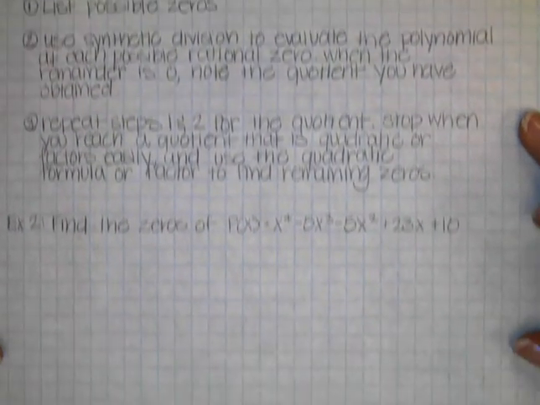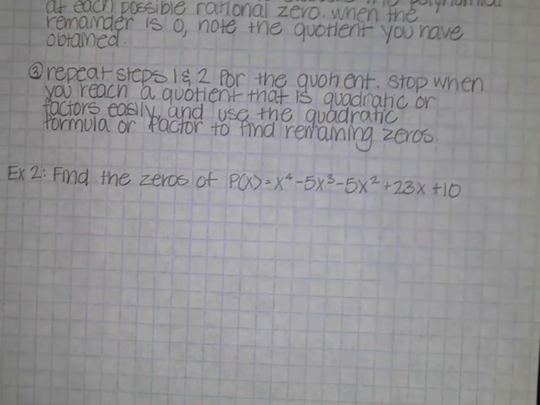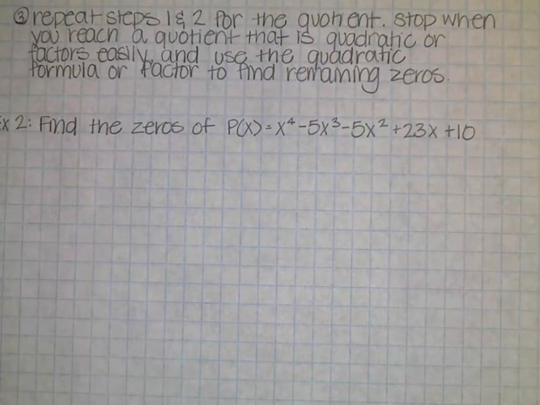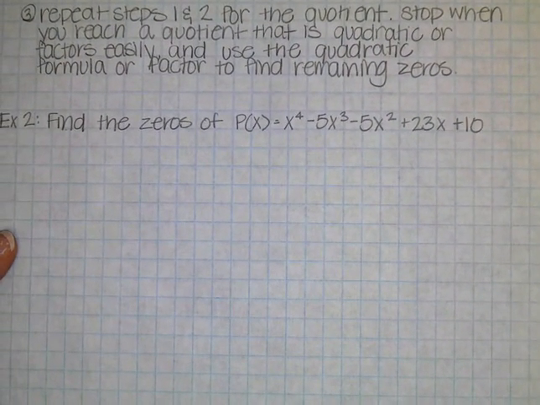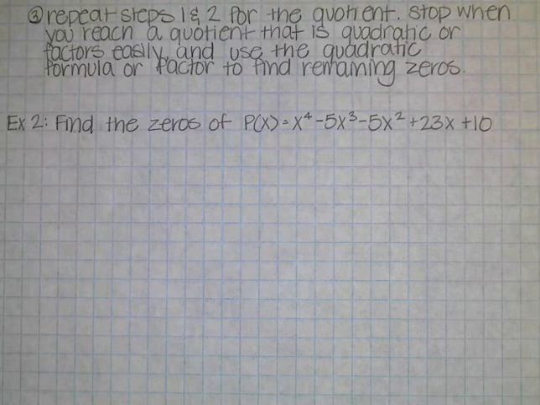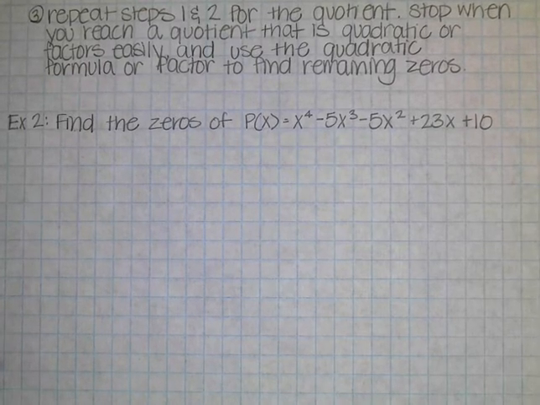So here, in example 2, we're going to do the whole thing. We are going to find all the zeros, real zeros, of this function, p of x equals x to the 4th minus 5x to the 3rd minus 5x squared plus 23x plus 10 from scratch. We're not given anything to get started with. What we will get started with, just like in the last example, is listing the possible rational zeros. This one actually is a little easier because our leading coefficient is 1, which makes things much nicer.